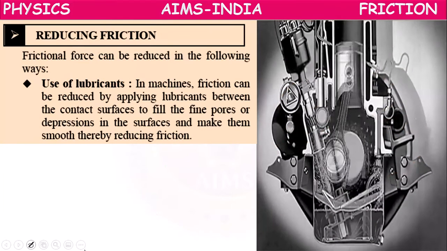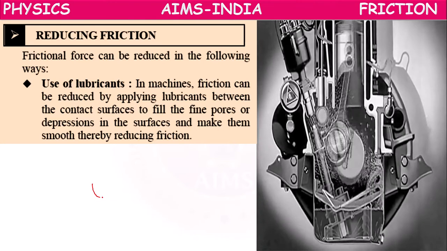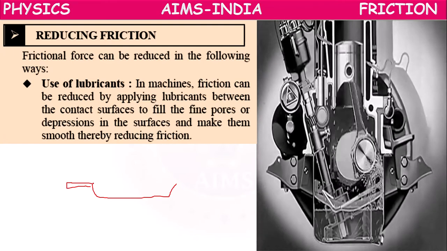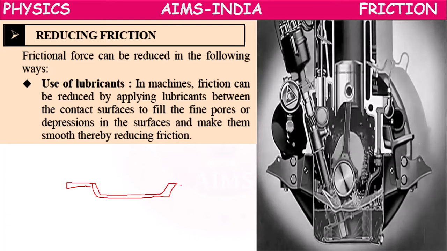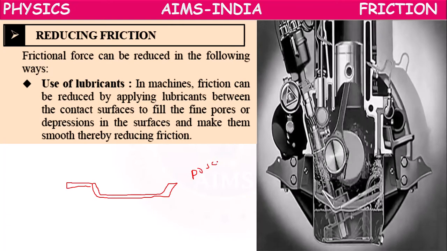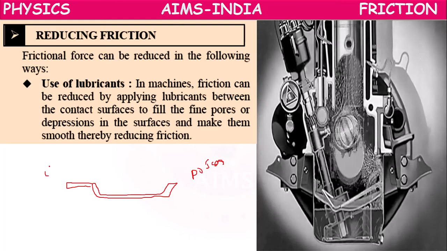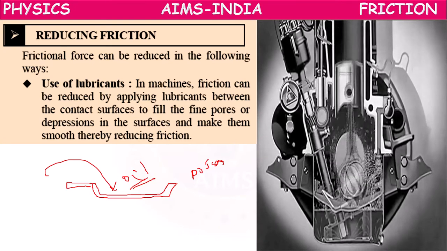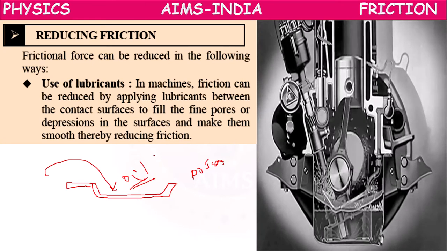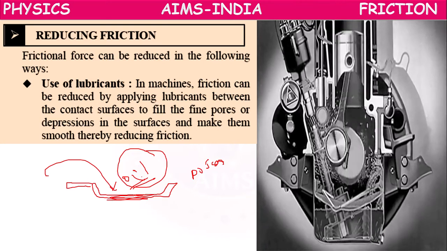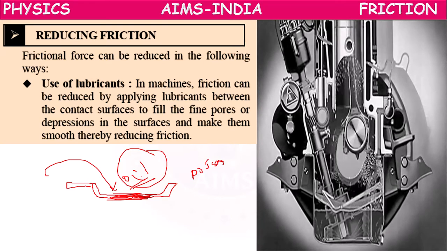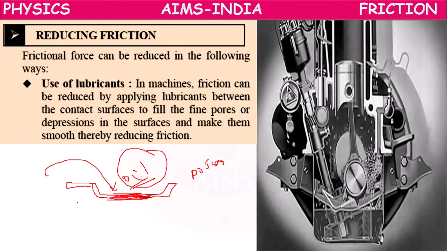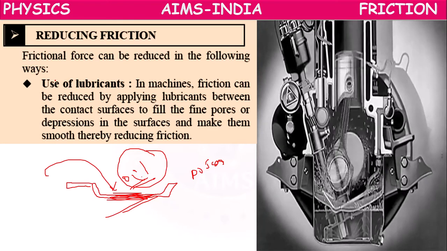Or our mother, while making chapati or dosa on the pan, what she will do, she will apply oil first. She will apply some vegetable oil, then she will prepare dosa. Because of that vegetable oil, this pan surface will become smoother, so that dosa will come out easily. So vegetable oil is also one kind of lubricant.